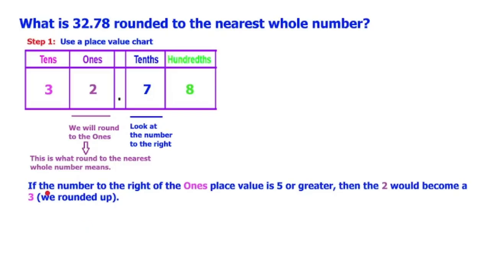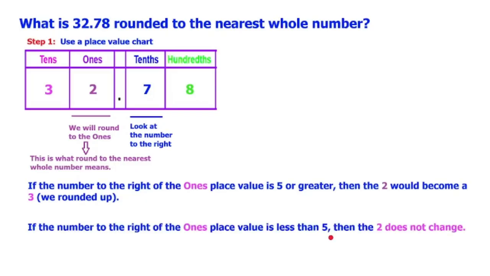So now we're going to look at this number. If the number to the right of the ones place value is 5 or greater, then the 2 would become a 3, and we round it up. Okay, so this 2 would become a 3. But if the number to the right of the ones place value is less than 5, then the 2 does not change. Those are the rules. You just have to remember them, okay?